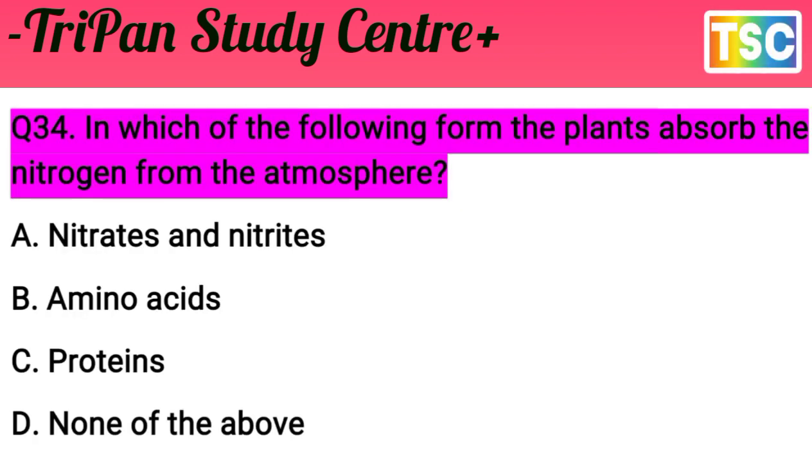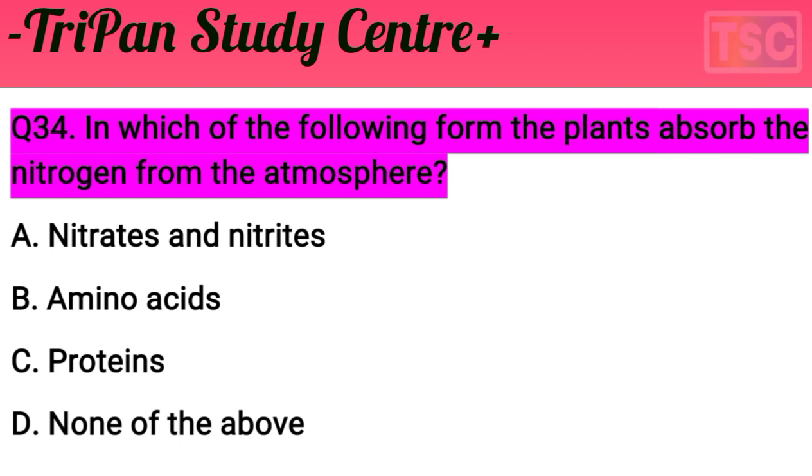Next question on your screen. Question here. From which of the following do plants absorb nitrogen from the atmosphere? A. Nitrites and nitrates, B. Amino acid, C. Protein, and D. None of the above. The question is very interesting.